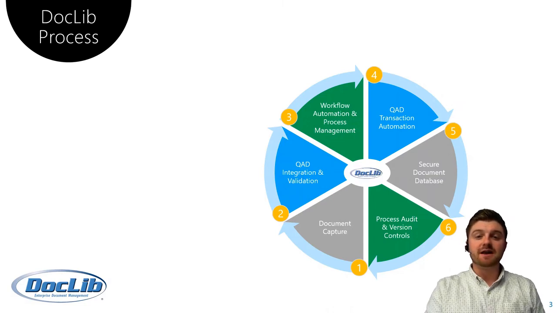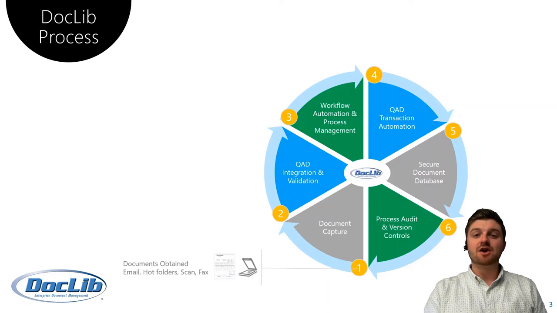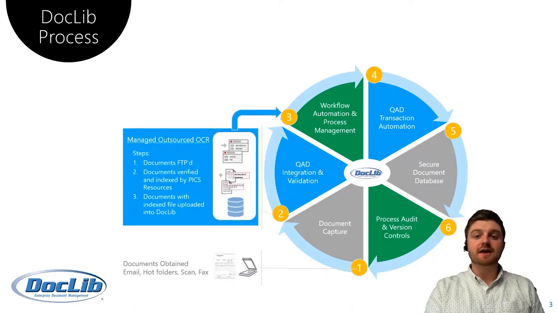So first, a document, in this case an invoice, will come into the business as normal, either through snail mail, email, or maybe fax. DocLib will automatically pick up this document from the email inbox, off the scanner if it's a physical document, or from the fax server itself. After DocLib picks up this document, we run it through our proprietary managed outsourced OCR process. It's a mouthful. You may not be familiar with OCR.